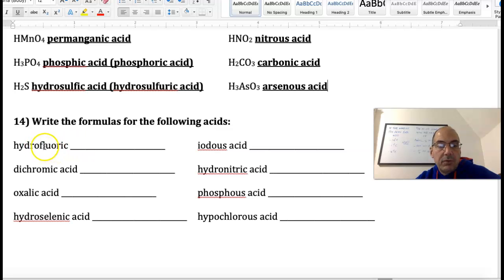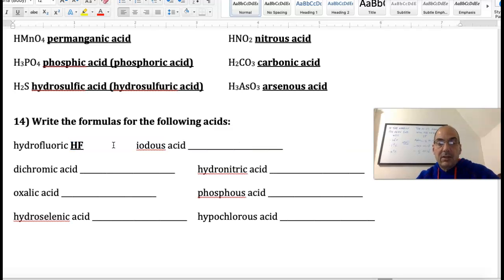So hydrofluoric. When I know hydro, I know the anion's name should end with -ide. So I'm talking about a fluoride ion. Well, fluoride is F, and it's a -1 ion. Since it's -1 and hydrogen ions are +1, I'm going to need one hydrogen to balance out the fluoride, so it's HF. That's it. Hydrofluoric acid. Boom.